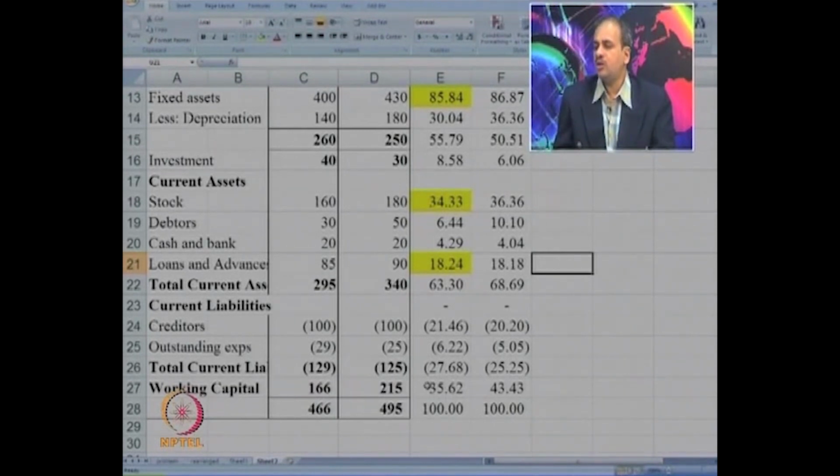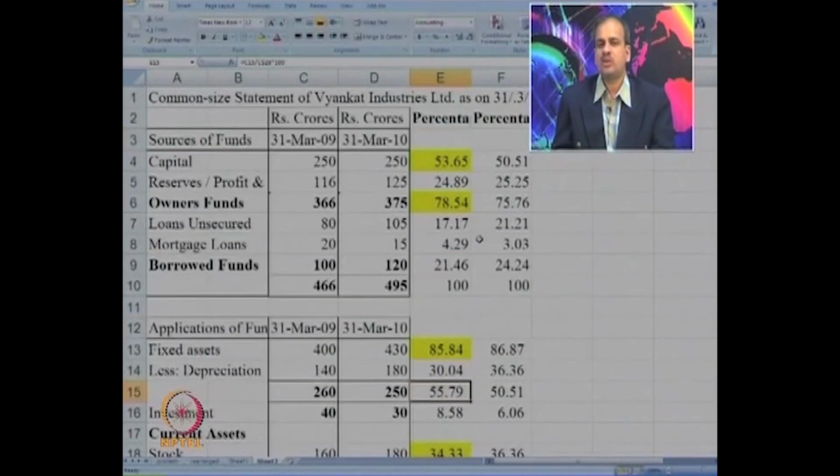So, on the whole, you can see that 35% is used to finance working capital, and about 55% was used for fixed assets. Is it okay? So, this is what a comparative balance sheet looks like.